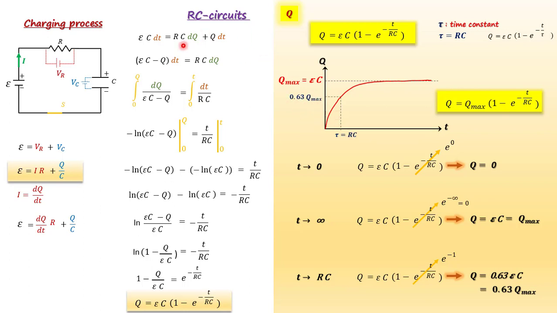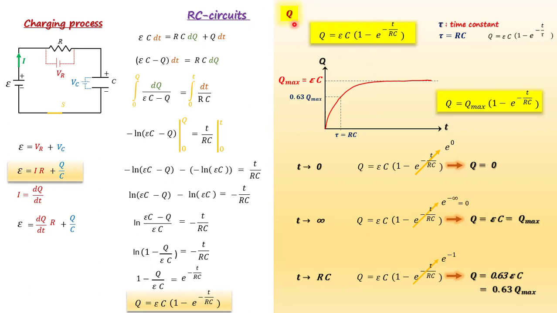Well, by the way, you don't have to memorize all these derivations. That's not necessary. It's better to know these two forms. This is the first one, epsilon is IR plus Q over C. And this is the charge as a function of time.